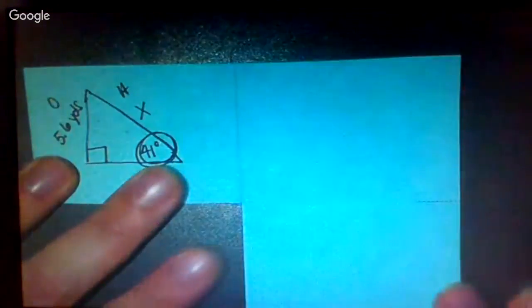As soon as you see problems like this, the first thing I want you to do is circle your reference angle. What angle am I using? Well, it's the only one we know, 41. That is my reference angle. Now, I want you to look at the sides that we have. What is 5.6? The opposite. The X is the hypotenuse. Good. So we have opposite and hypotenuse.